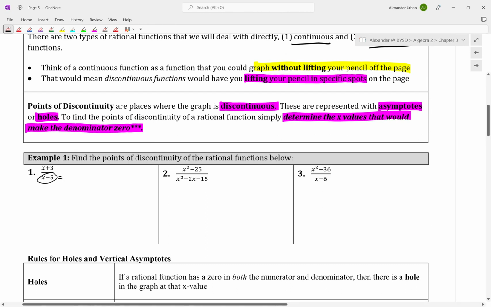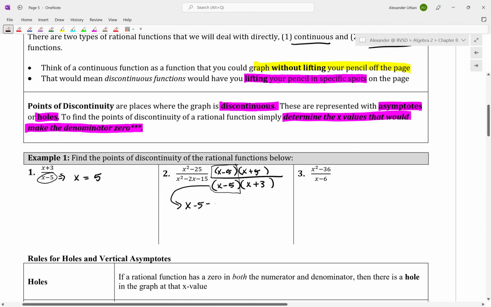You can see on our first problem, we are going to look at the denominator. There's nothing to reduce on top and bottom, and that's going to leave us with x equal to 5 as a point of discontinuity. The second problem, we're going to have to factor both top and bottom, so let's do that. I have a difference of squares on the top, so this is going to be x minus 5 times x plus 5, and on the bottom, what multiplies to be 15 but subtracts to be 2 is going to be x minus 5 times x plus 3. You can see right here we will have a reducible function, but we are only looking for points of discontinuity. So let's take a look.